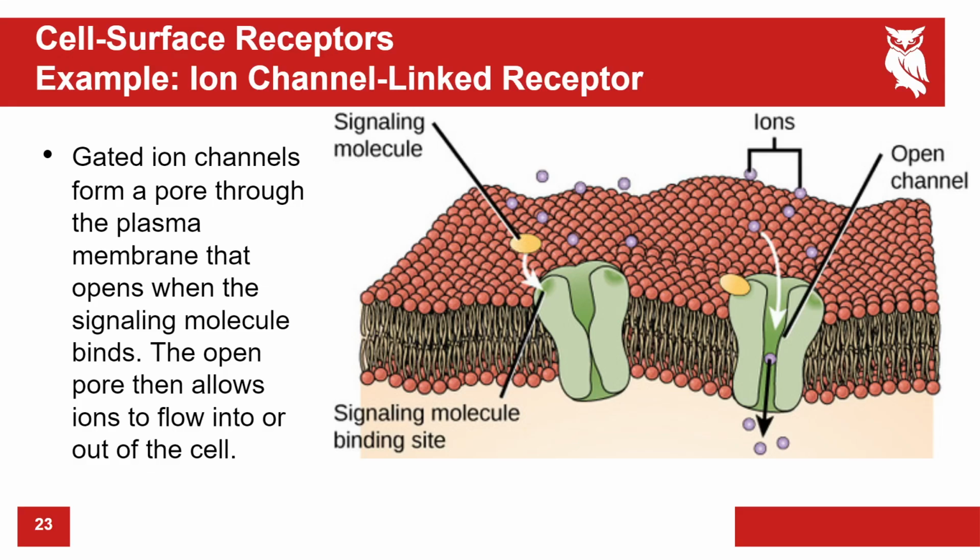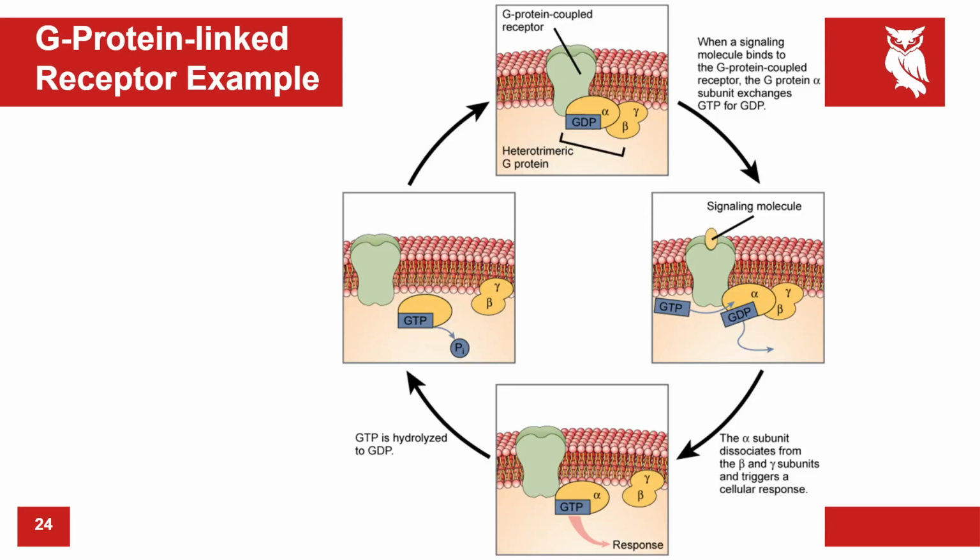All right. You've got gated ion channels, which form a pore through the plasma membrane that opens when a signaling molecule binds, allowing these ions to go through, which is going to change what, Mr. Pence? The concentration gradient, which is going to change things within the cell.